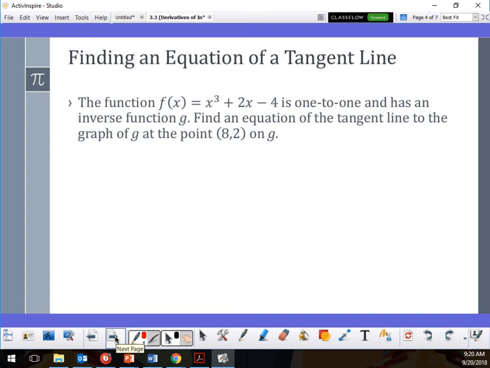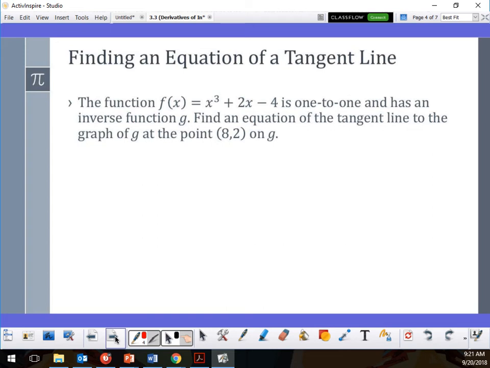The function here is one-to-one. It has an inverse function g. Find an equation of a tangent line to the graph of g at the point here. Now, I'm trying to find the inverse. Find the equation of the tangent line to the graph of g at that point. So now, for this one, I'm going to have the point on g. This one is slightly different.